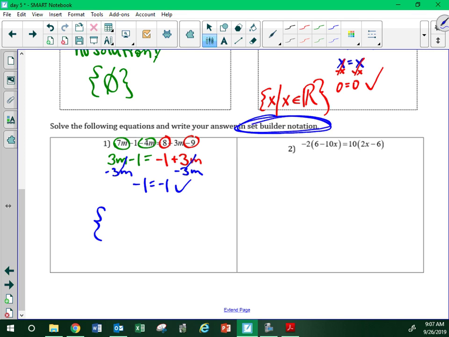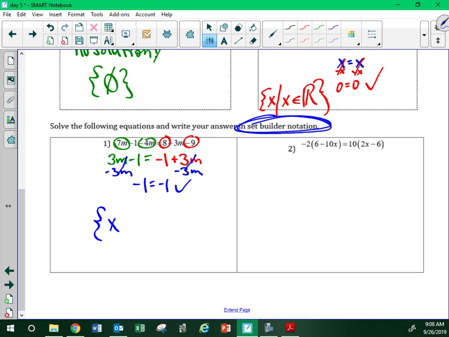Wait, so you wouldn't get rid of those other numbers, like before the variable? You can if you want to. You could add 1 and then you get 0 equals 0. So it doesn't matter. Once you get rid of your variables, you can stop as long as you have either a true statement or a false statement. Suppose you stopped here at negative 1 equals negative 1. Someone else could have kept going and had 0 equals 0. That still shows it's a true statement. It's still going to have the same answer, all real numbers.